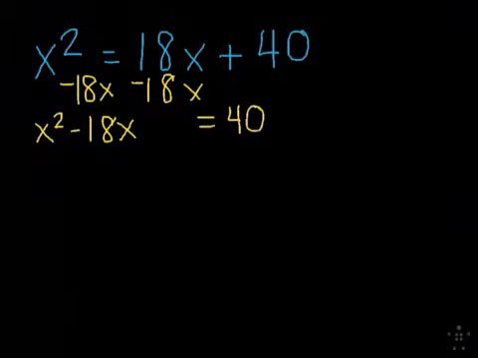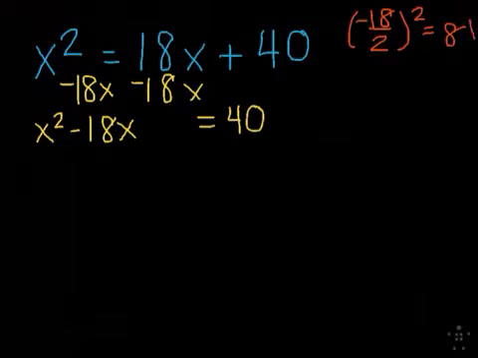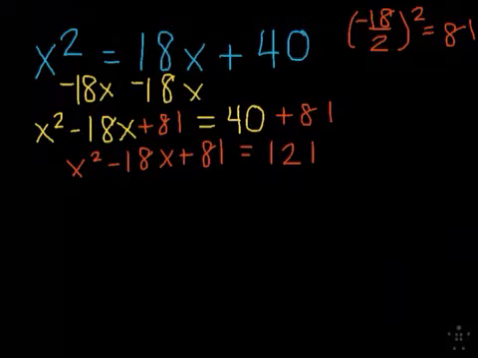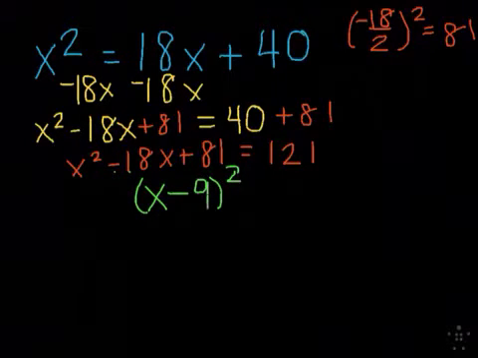We're going to take half the middle number and square it, so negative 18 divided by 2 is negative 9, squared equals 81. So plus 81 on both sides. So that's x squared minus 18x plus 81 equals 121. All right. Remember, we're going to write it as a binomial squared. So we have an x, the sign of b, half of b, equals 121.